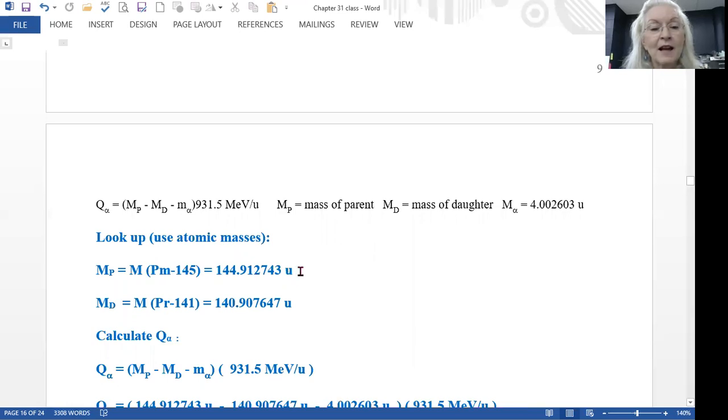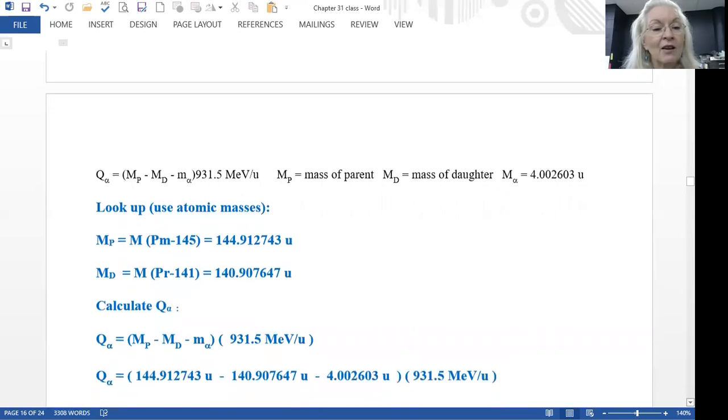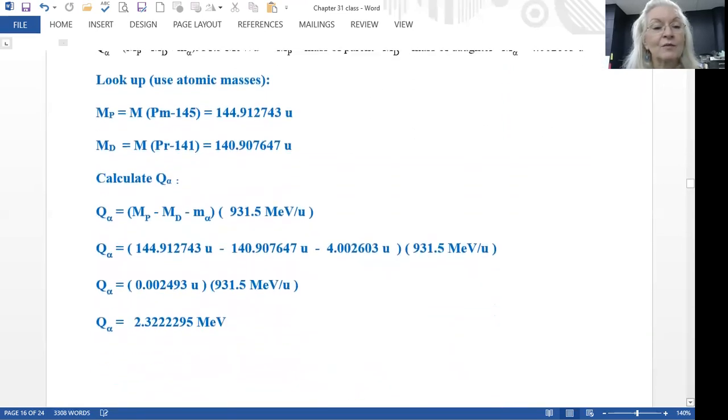So we would look its mass up in Appendix A. The daughter was Pr-141. We would look its mass up in Appendix A. And we've looked up the mass of the alpha particle. So we ought to be able to take those three masses and calculate the Q value. So the Q value would be the mass of the parent minus the mass of the daughter minus the mass of the alpha particle. Plug those three numbers in, do the subtraction. And then to convert unified atomic mass units to MeV, we multiply by 931.5.